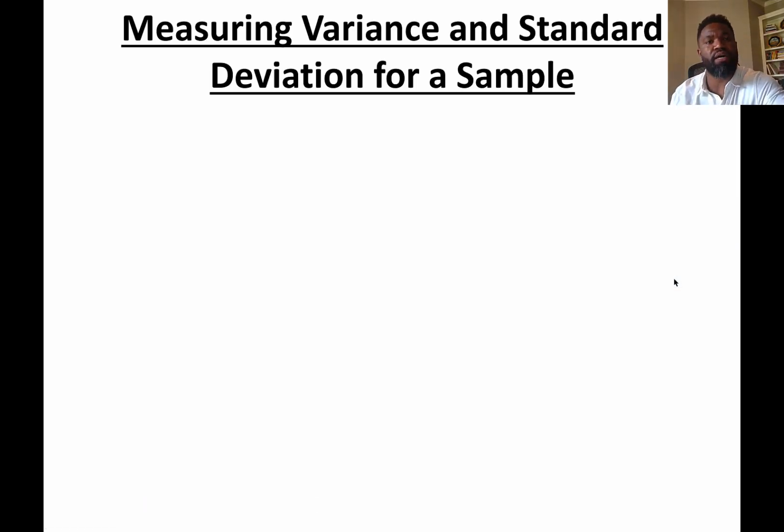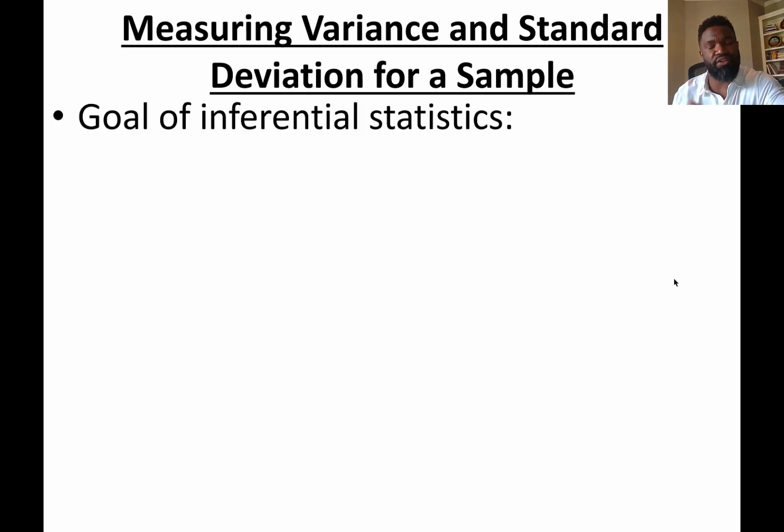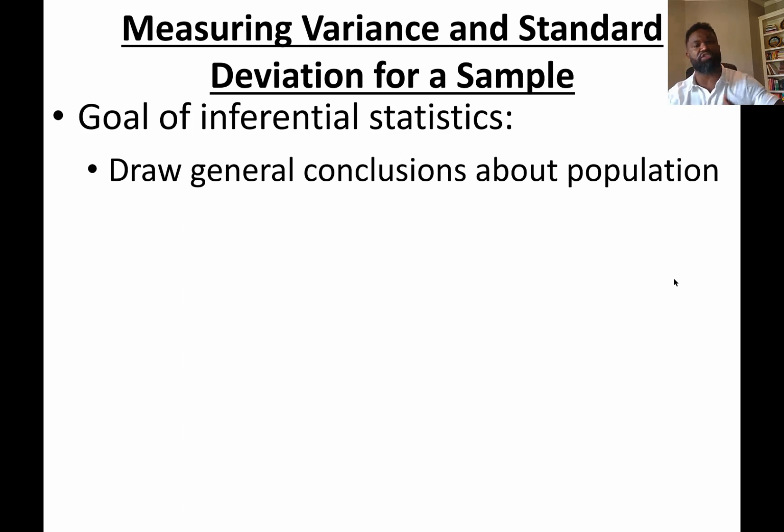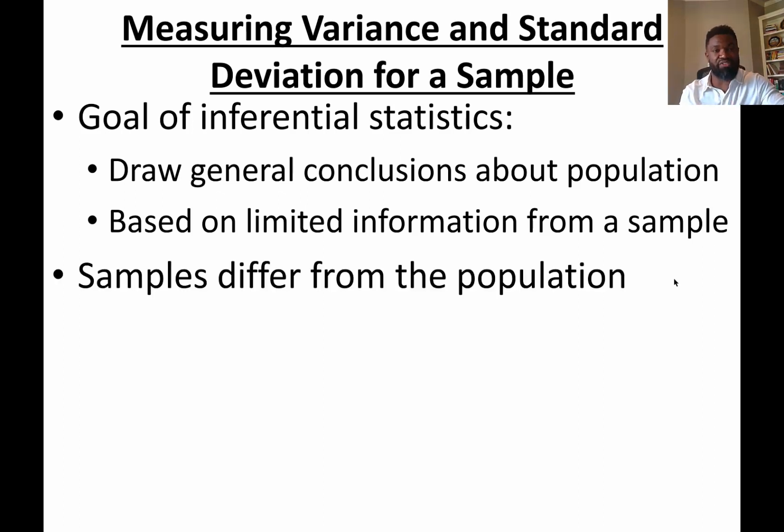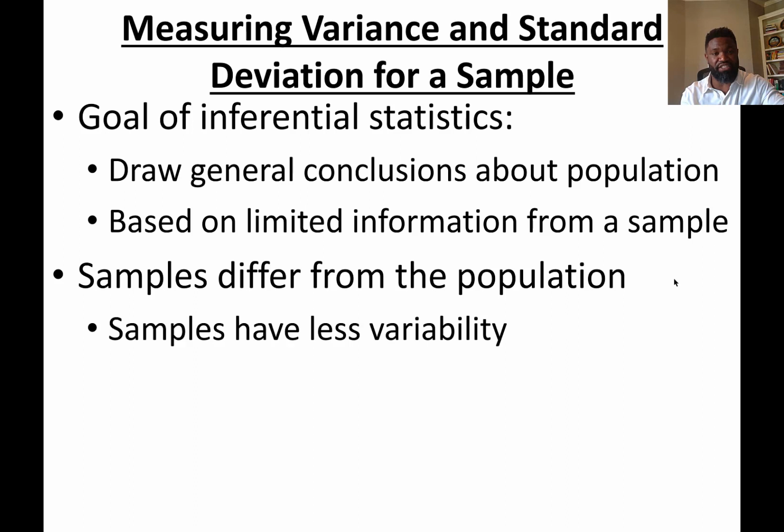So measuring variance and standard deviation for a sample. Again, the goal of inferential statistics is that we want to draw conclusions about a population based on something that we know about the sample. And it's not just based on the sample, but it's based on limited information from a sample, right? A sample is never as good as the population, and you can only have samples that are better or worse than other samples. Now, we can draw samples from the population, and we've made a big deal about having to have representative samples, but samples are always going to differ from the population, right? They're never going to exactly match it.